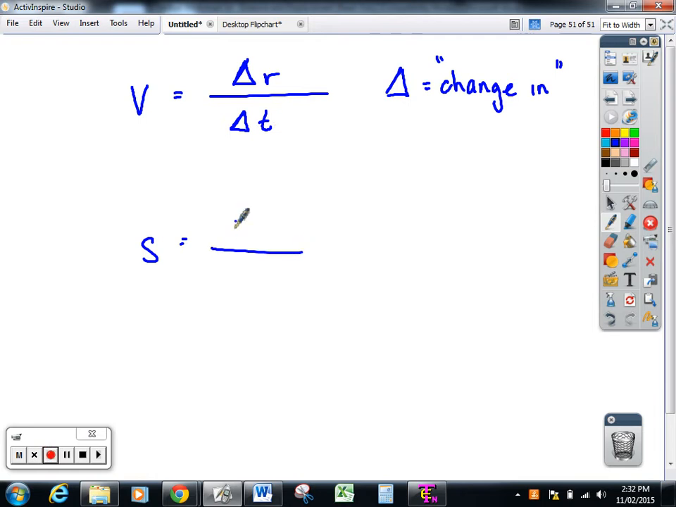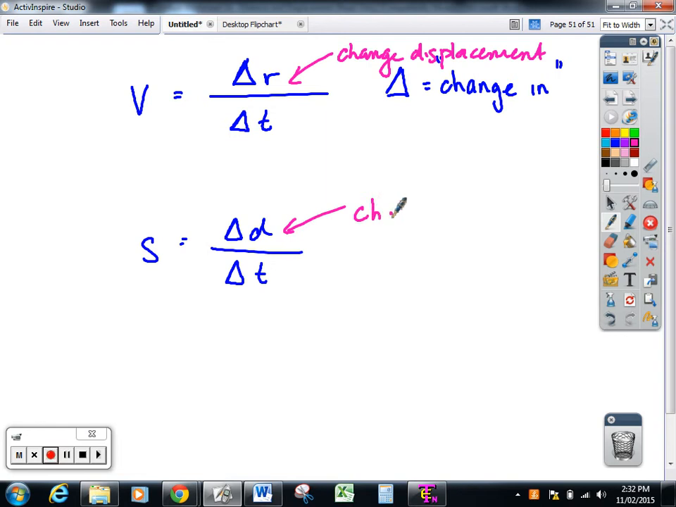Speed is change in distance over change in time. So just to remind ourselves, this is change in displacement. And this one here is change in time, a change in distance. And the time taken for that thing to occur, we just have to measure that as well. So let's just do an example of both of these changes.